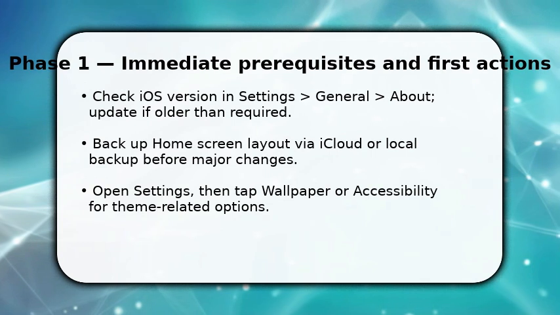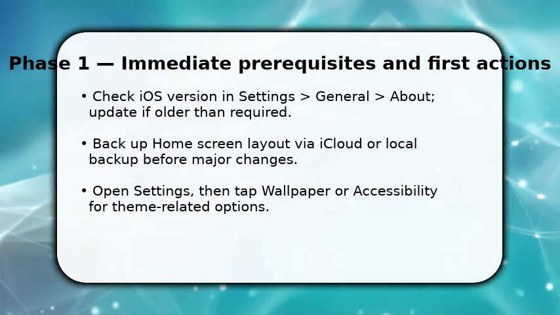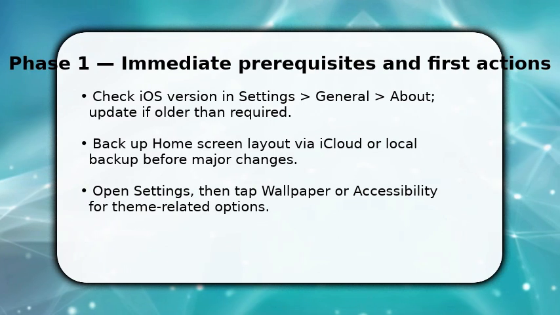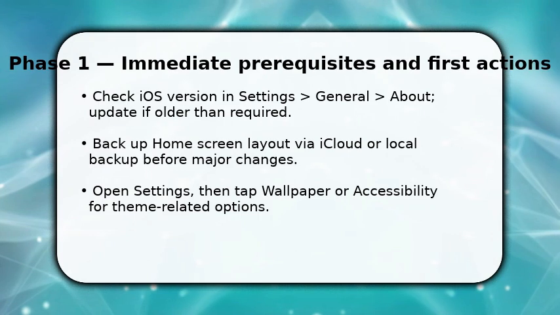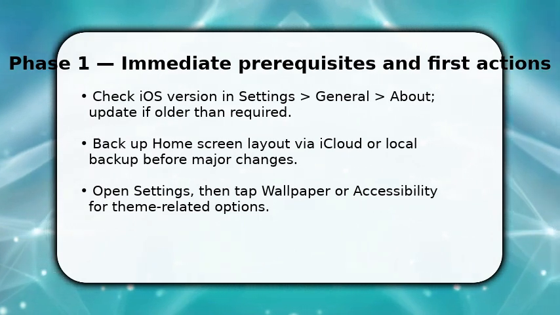Now open Settings and go straight to Wallpaper for system themes or Accessibility for contrast and color options. This gets you to the exact controls you will use to change appearance and behavior.